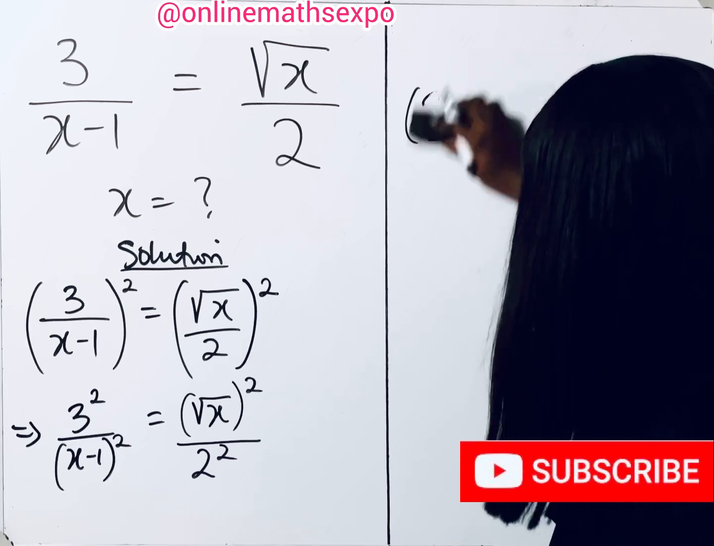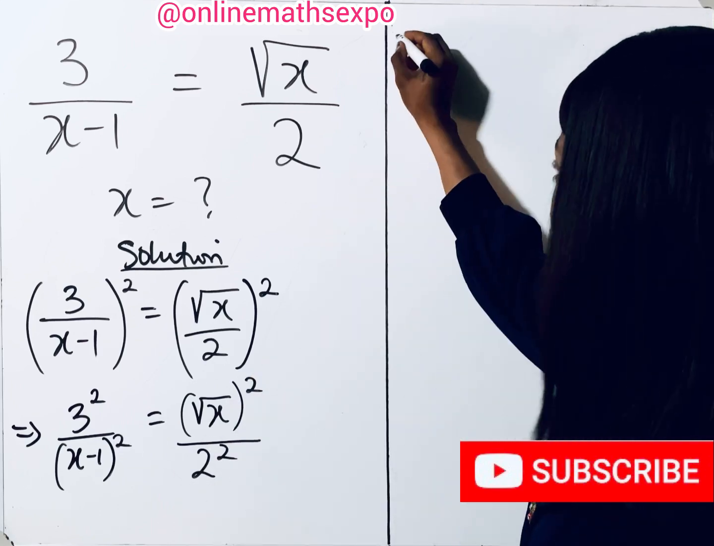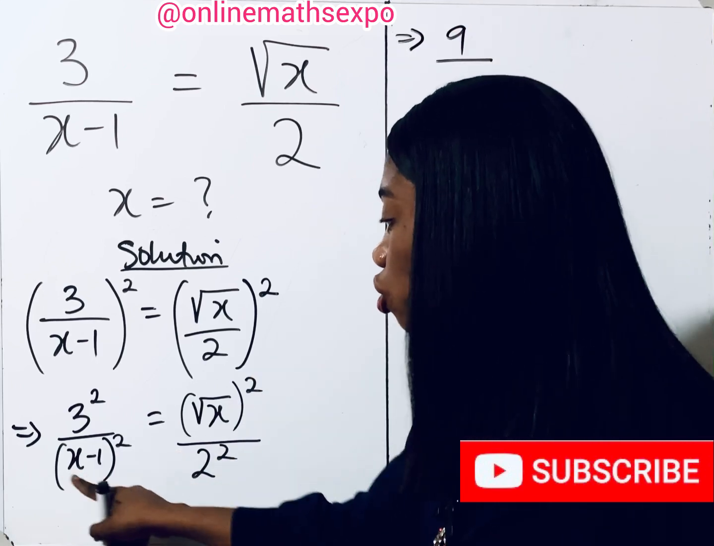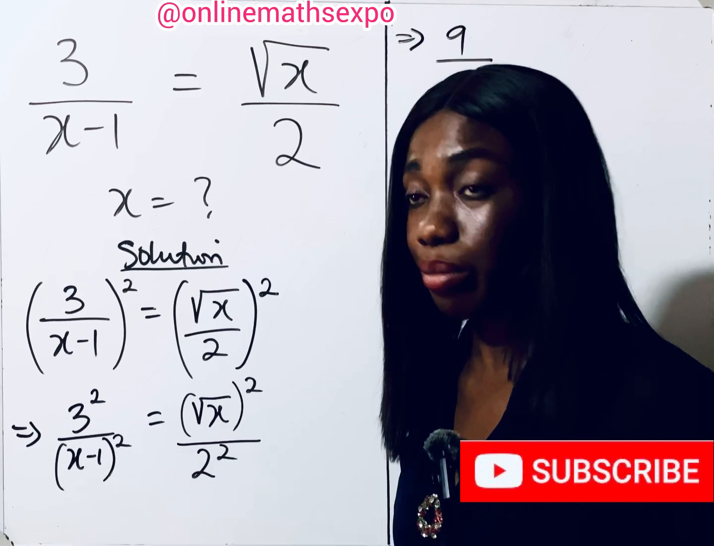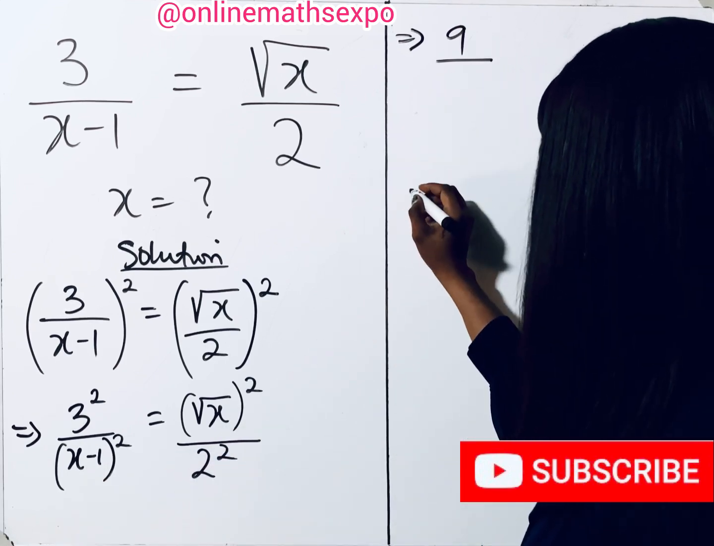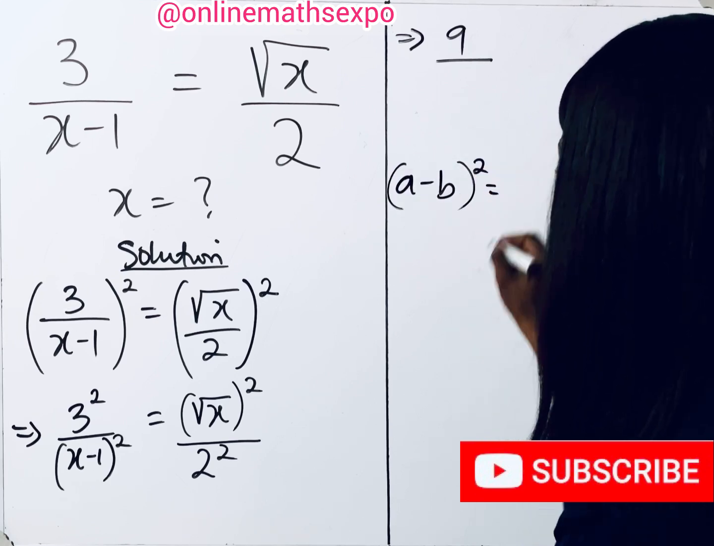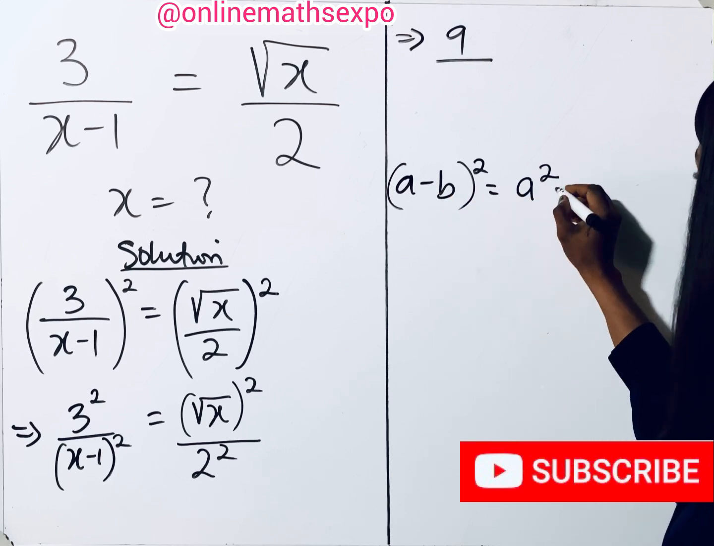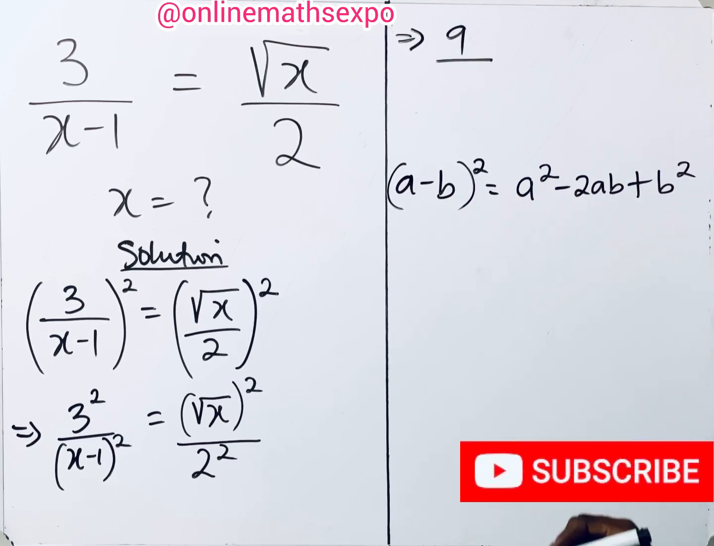So this is giving us now 3 raised to the power 2, which is 3 times 3 to give us 9. So we have 9 over, for this, we are going to use our binomial formula, okay? Our algebraic binomial formula, which says that when you have (a minus b) to the power of 2, it simply means a squared minus 2ab plus b squared. I hope you are with me.